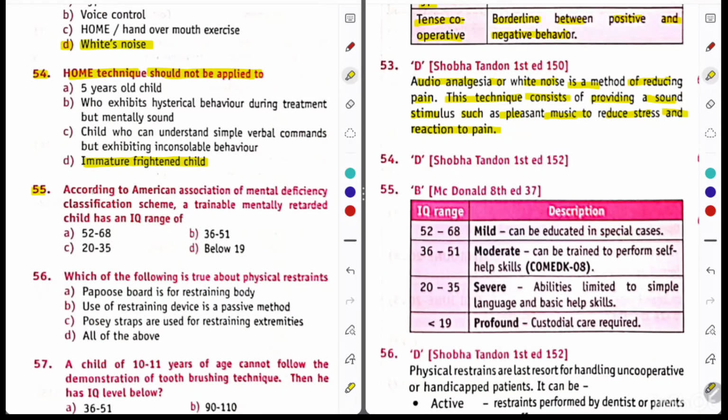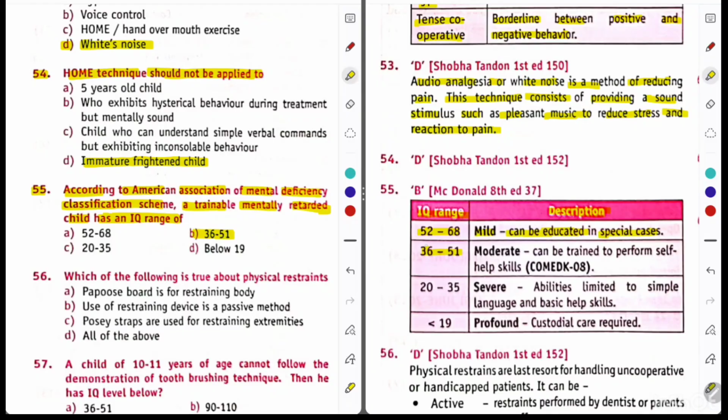Now question 55. According to American Association of Mental Deficiency Classification Scheme, a trainable mentally retarded child has an IQ range of. So the answer is option B, 36 to 51. Explanation, let's see. IQ range and description. When the IQ range is 52 to 68, the mental retardation is mild. The child can be educated in special cases.